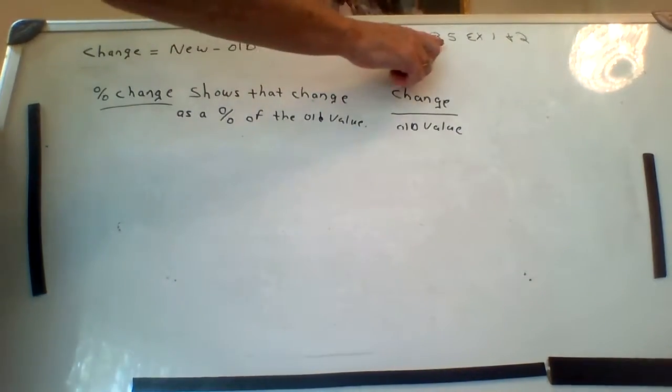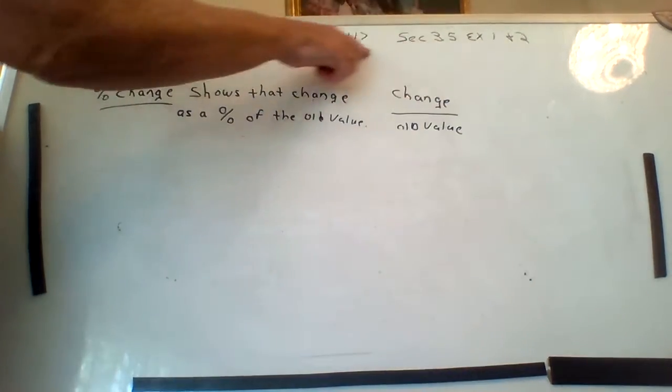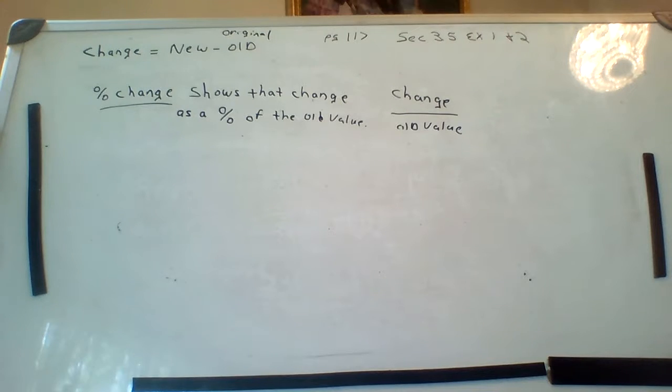So we're doing section 3.5, examples 1 and 2 on page 117. Go ahead and open your books to page 117. The first thing they do is they give you some definitions, and they talk about the change. The change is when you're figuring out certain amounts, what was the change from one amount to another.